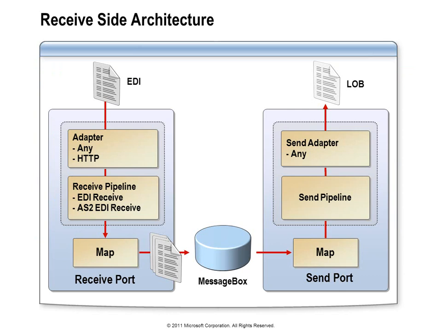On the receive side, you can see we can use any particular adapter, and then we use a receive pipeline here for EDI or another flavor such as the AS2 EDI receive pipeline, or even custom pipelines using the EDI components to do all of the EDI processing on the message. Party resolution to figure out who the sender is and the receiver. We can look up information about how to disassemble that message from the schemas, for example.